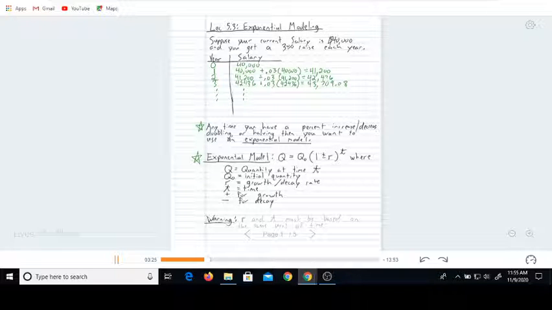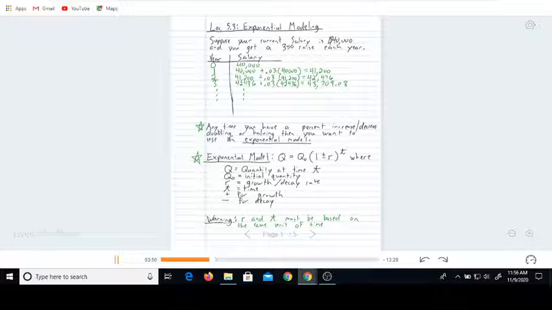And quick warning here, R and T must be based on the same unit of time for this model to work. Just like in the finance unit back towards the beginning of the class. So let's go ahead and revisit that example.